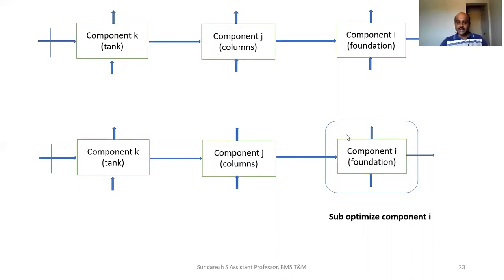So what we start here is, I will start optimizing the foundation, because the foundation will carry the weight of the water, the weight of the tank, and the weight of the columns. All three elements' weight will be transmitted to and withstood by the foundation. If I start optimizing the foundation, it leads to the optimization of the components. So how will we do this? Let us see. First we are going to do the sub-optimization of the component I.